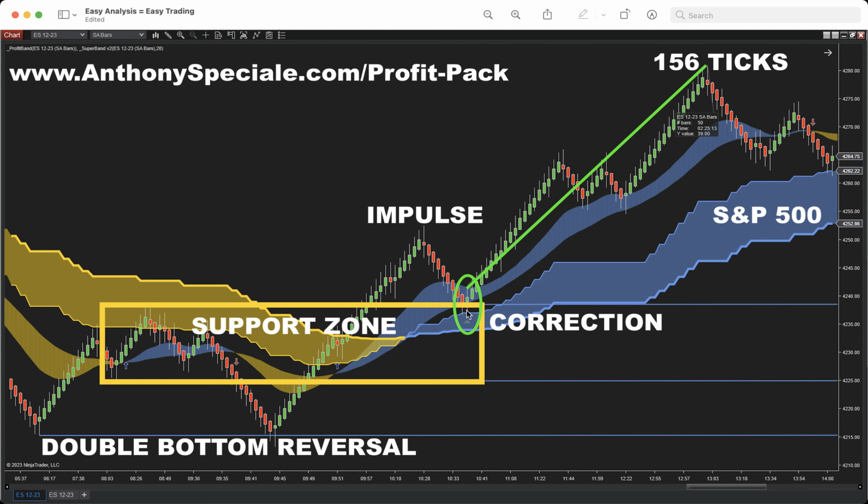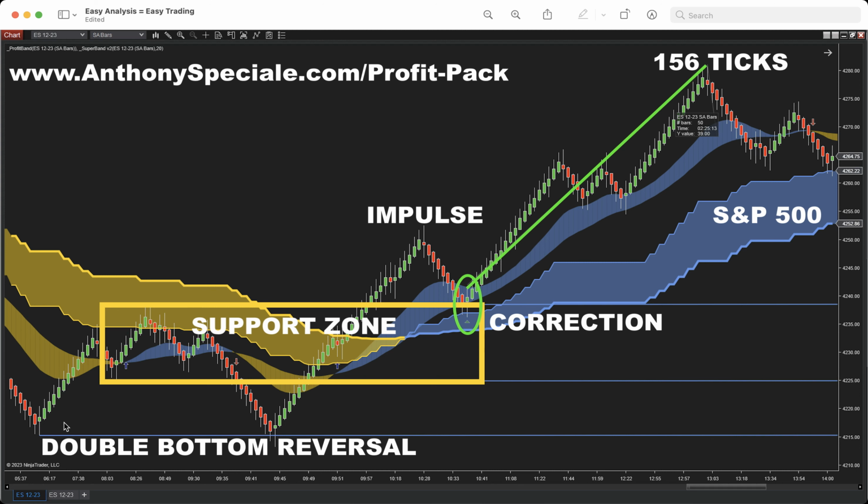Well, guess what happened? The market made a huge impulse, taking out this prior high, a correction, and another huge impulse, a $39 run equaling 156 ticks here on the S&P 500. Now, all you really had to do was take a little profit as you approach this prior high, move your stop to your entry. After this correction happened and this bar pulled through the profit band and price action pushed back up, take your stop from here, move it right under here, and just keep paying yourself until the market ultimately runs out of steam.